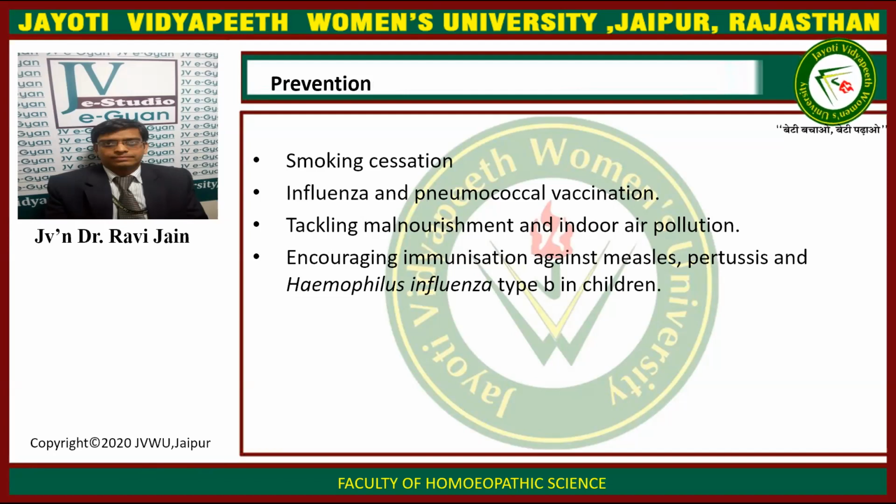Prevention of community-acquired pneumonia consists of smoking cessation, influenza and pneumococcal vaccination, tackling malnourishment and indoor air pollution, encouraging immunization against measles, pertussis, and Haemophilus influenzae type B in children.